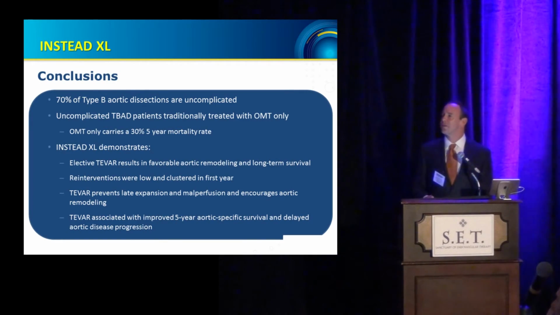So in conclusion, the NSTED-XL trial demonstrated 70% of type B aortic dissections are uncomplicated. The uncomplicated type B aortic dissection patients are traditionally treated with medical therapy alone, but this really entails about a 30% 5-year mortality rate. NSTED demonstrated elective TEVAR resulted in favorable aortic remodeling and long-term survival.